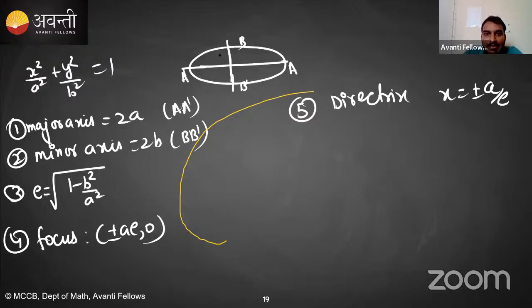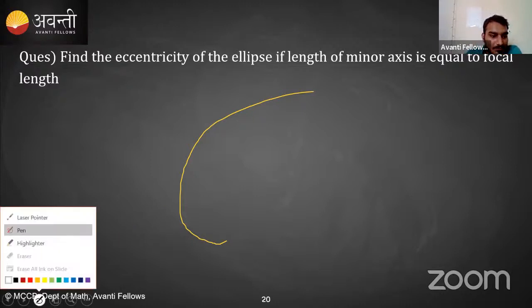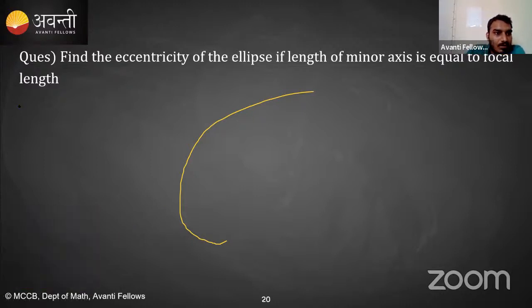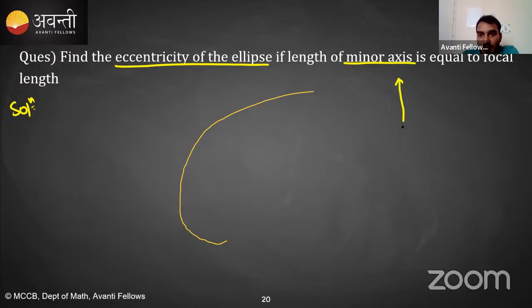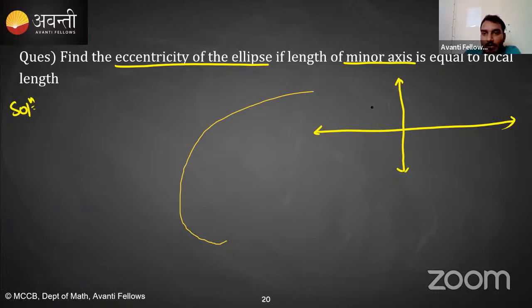If it is clear, students, let's solve one question on the basis of what we have learned so far. The question says: find the eccentricity of the ellipse if the length of the minor axis is equal to the focal length. First of all, can anybody tell me in the chat box what is focal length?